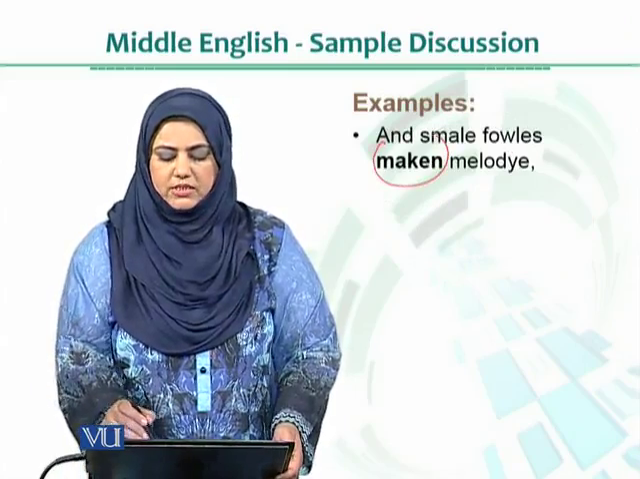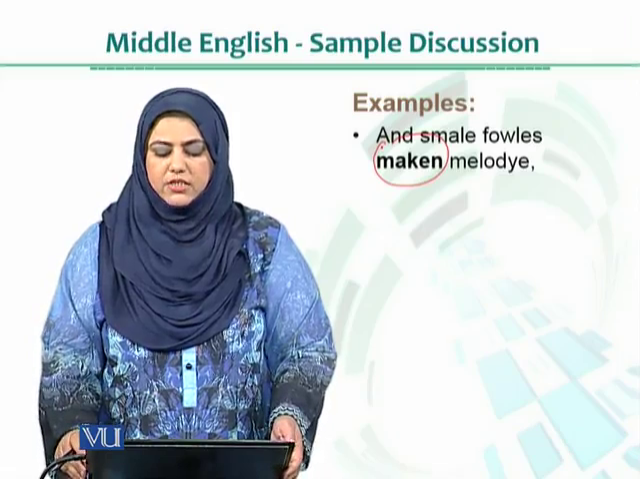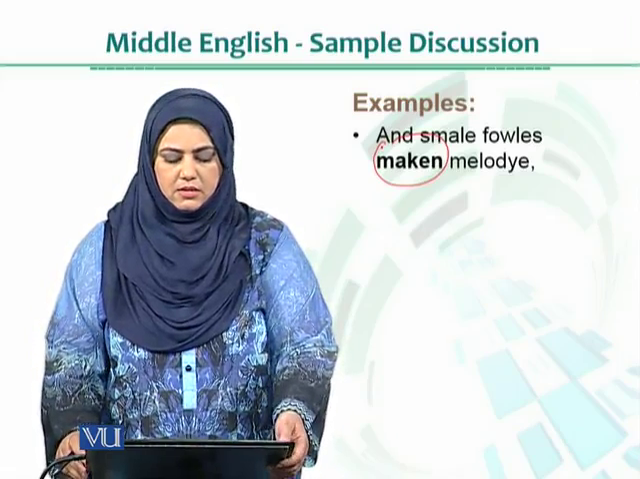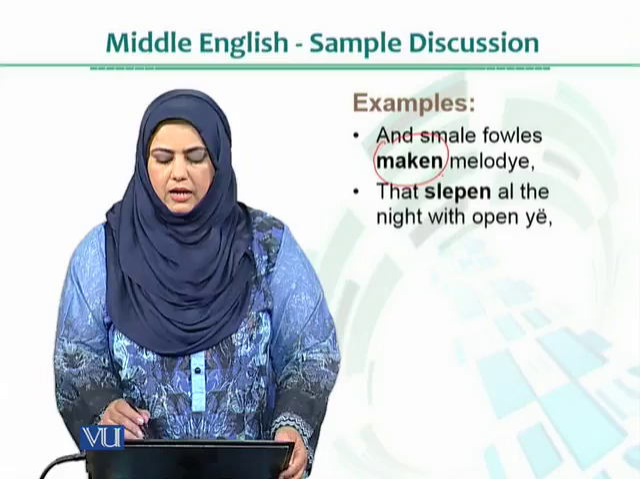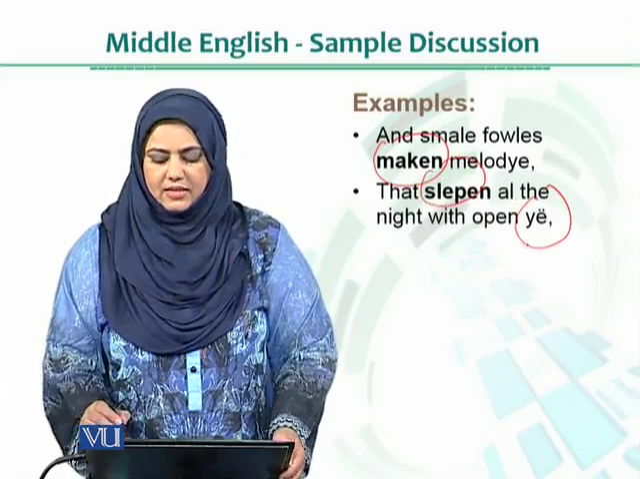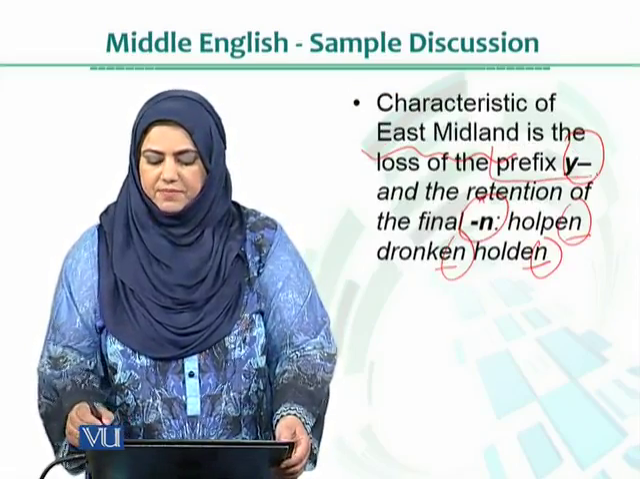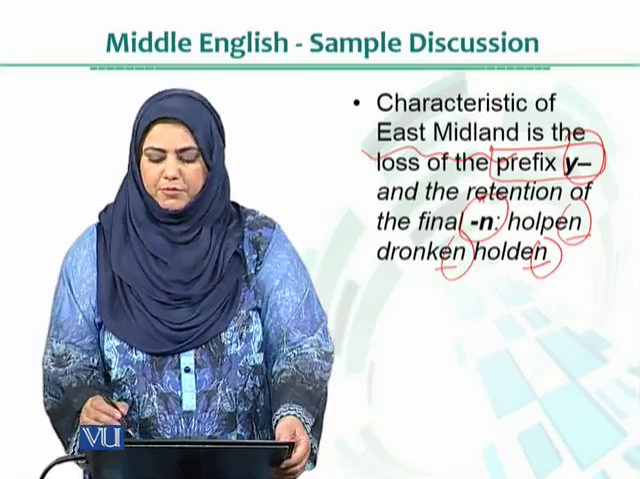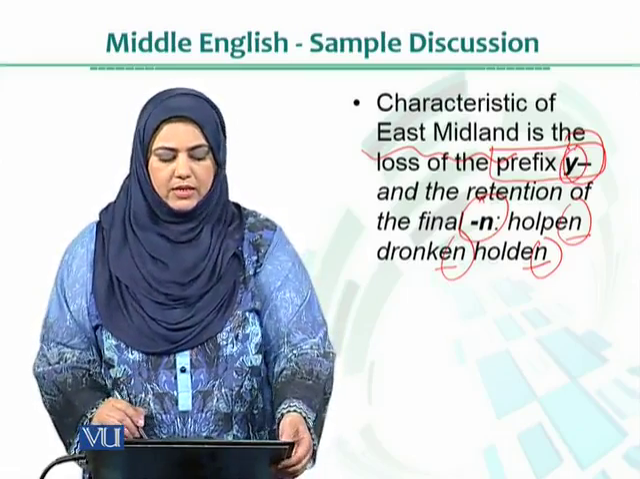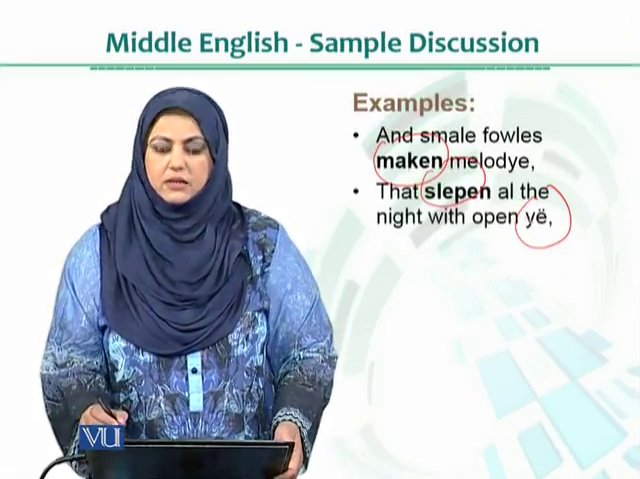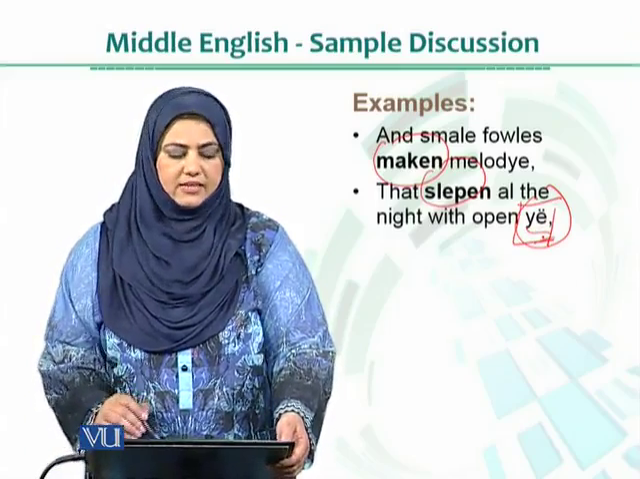An example from Chaucer's text is this one: "And smale foweles maken melodye, that slepen al the nyght with open ye." Now this is the prefix y. Remember, on the previous slide, I talked about the prefix y, added before a word. And what is that prefix? This one. Now, see its use here. You can notice Chaucer has used that.